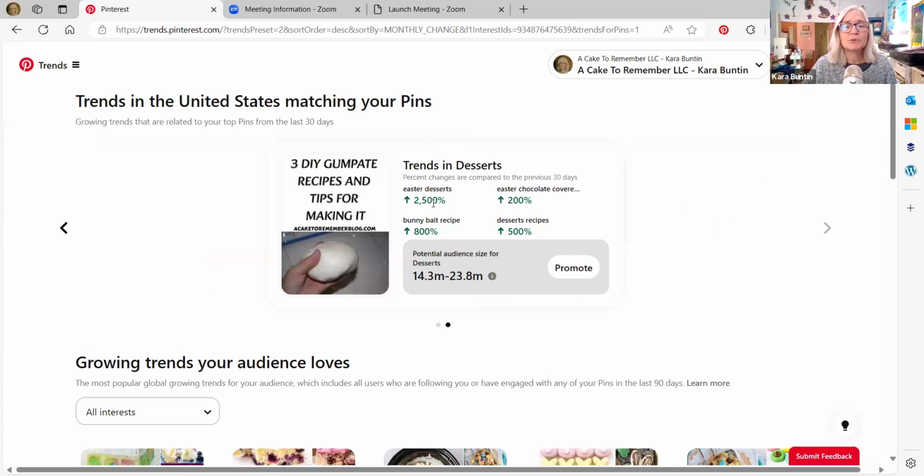We have desserts, so Easter desserts. This is a week before Easter, so that makes sense. Bunny bait recipe, that's cute. I've never heard of that. And so you can get ideas for things that you've never heard of before. I saw one for a leprechaun trap. Oh my God. I have a story about that, which I won't get into now.